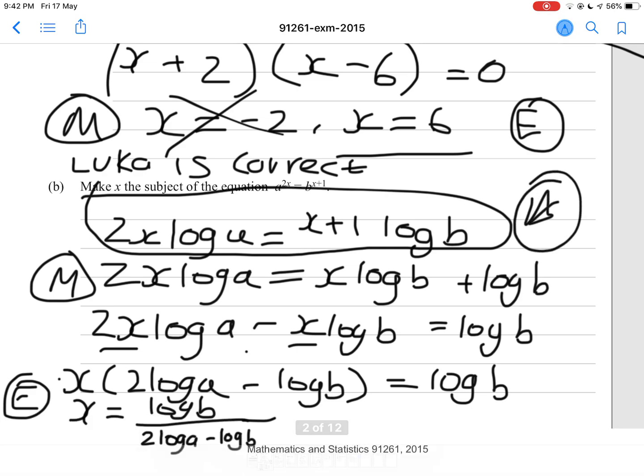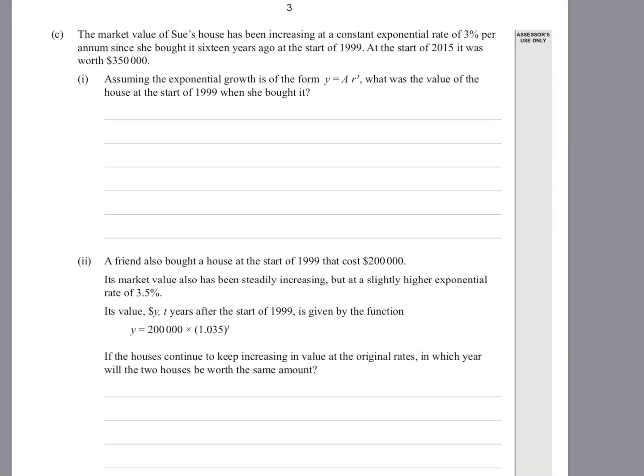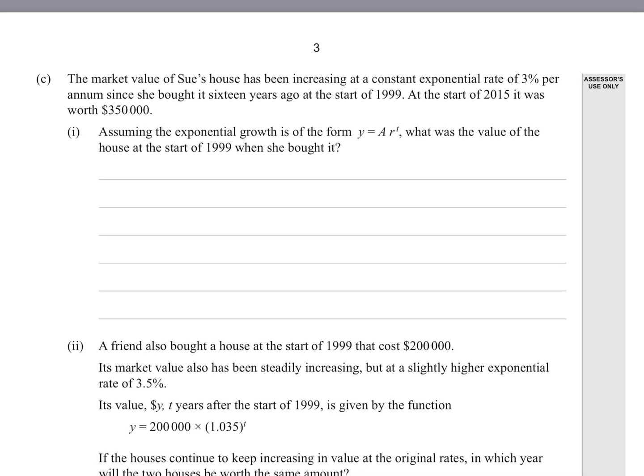Okay, alright, moving on. The market value of Sue's house has been increasing at a constant exponential rate of 3% per annum since she bought it 16 years ago at the start of 1999. At the start of 2015, it was worth $350,000. Assuming the exponential growth is in the form of y equals a times the rate raised to the power of time, what is the value of the house at the start of 1999 when she bought it?